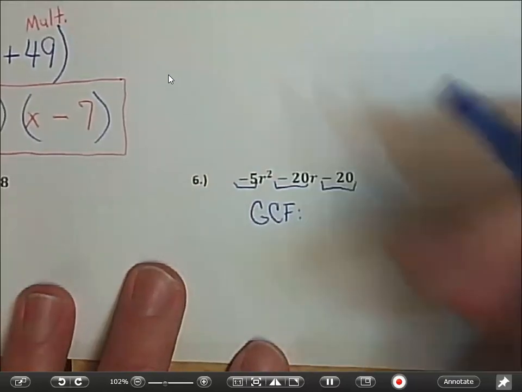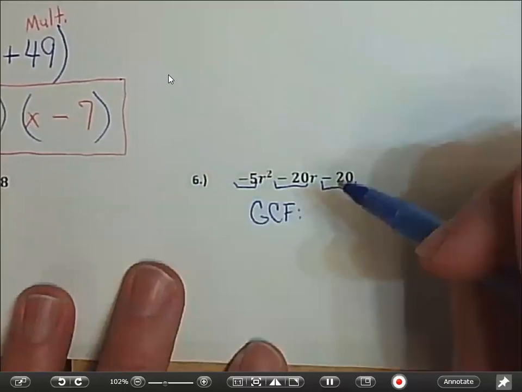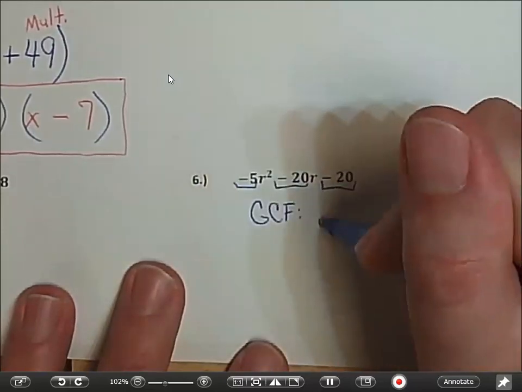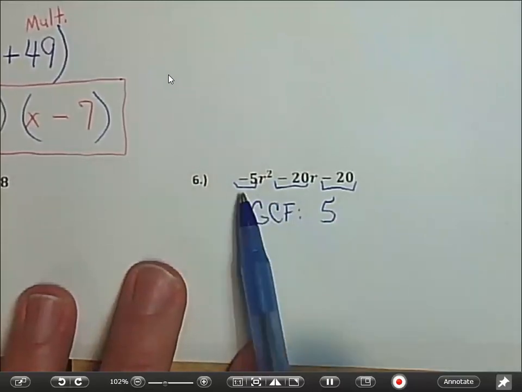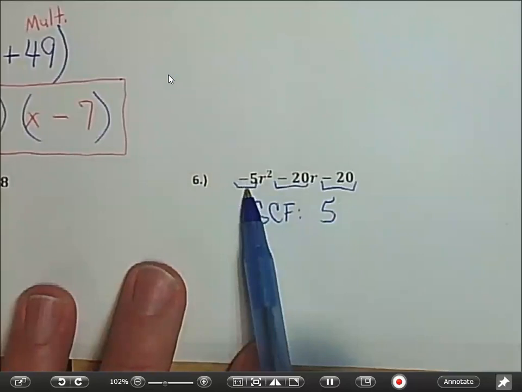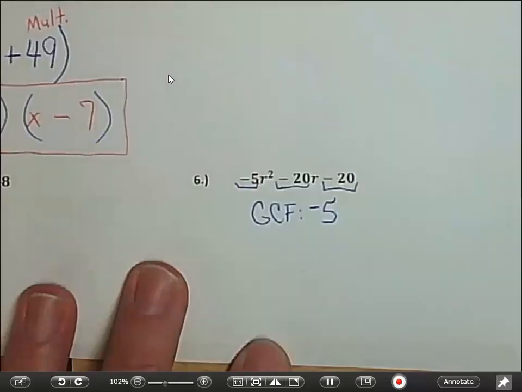So if you're thinking of it as 5, 20, and 20, you'll notice that the only number that really goes into 5, 20, and 20 is 5. Here's where a little wrinkle gets added to it. That first term has a negative on it. Therefore, we want to include the negative in our GCF.